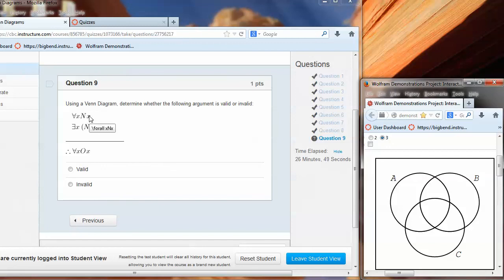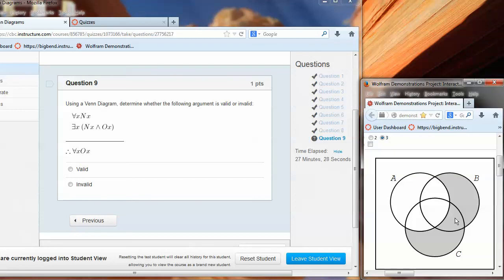The first premise says for all x, Nx. So everything is an N. So let's go ahead and use A, or circle A, to represent the N's, whatever those are. They can be narwhals if you want. You can pick anything. So this says that everything is in that A circle, which means we shade everything that's outside the A circle. So we'll shade this part of the B circle that's not in the A circle. We'll shade this part of the C circle that's not in the A circle. And we'll shade in this part of the B and C circle that's not in the A circle.